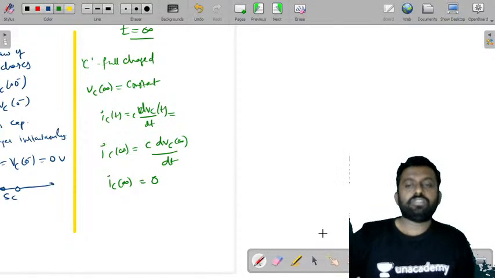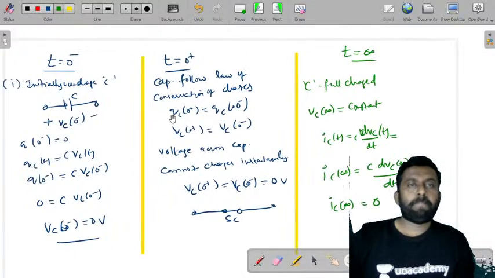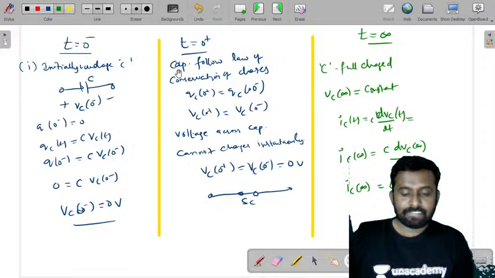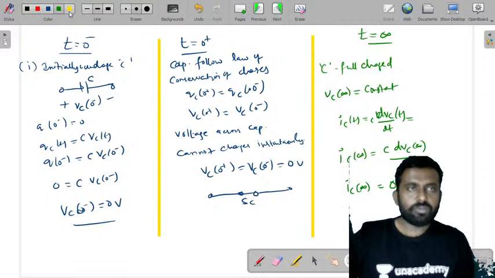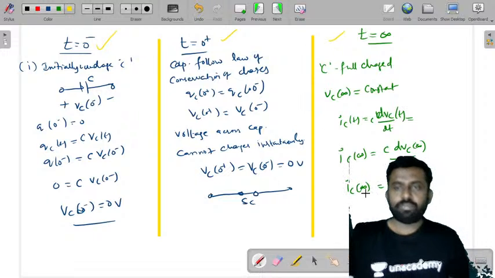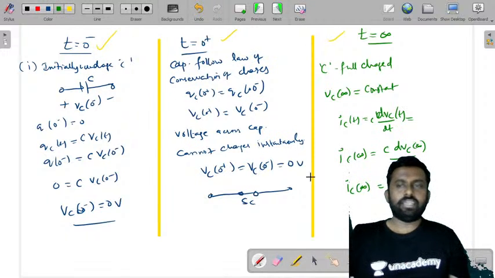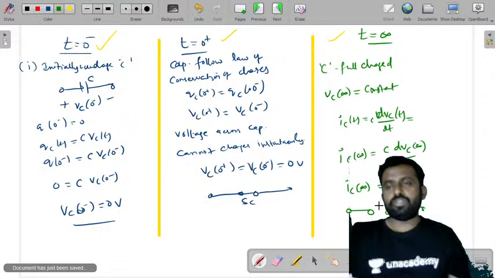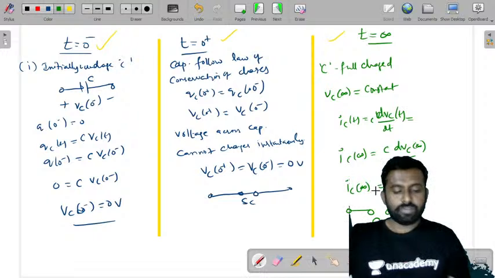So this is how we can write the value of the capacitor at t is equal to 0 minus, 0 plus and t is equal to infinity. Being a capacitor, the current through it is 0, so it will be an open circuit at t is equal to infinity.